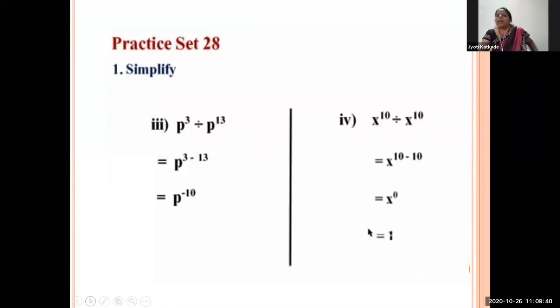10 minus 10, we get value 0. That is x raised to 0. And I think all of you understand the rule, which is when the power of any number is 0, then the value of that number is 1. Always keep it in mind, when the power of any number is 0, then the value of that number is always 1. Here the base is x and the power is 0, so the answer we get is 1. See the next example.